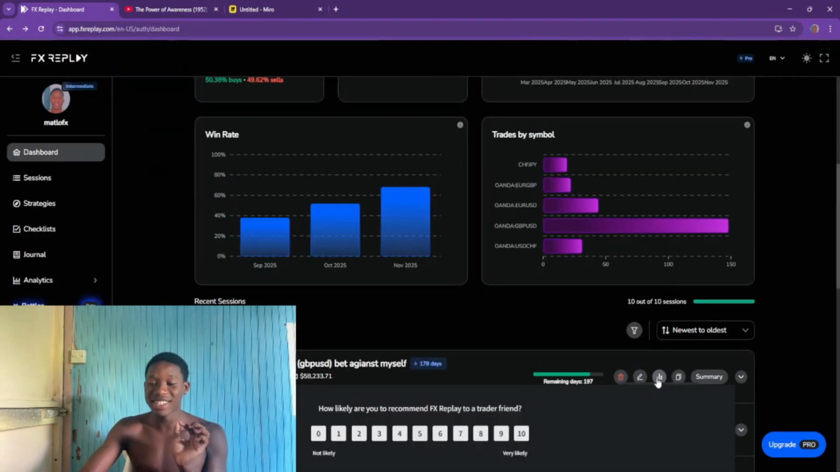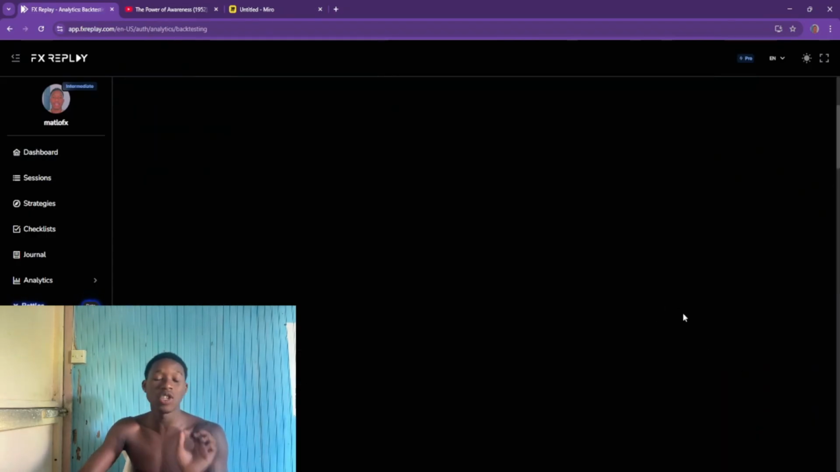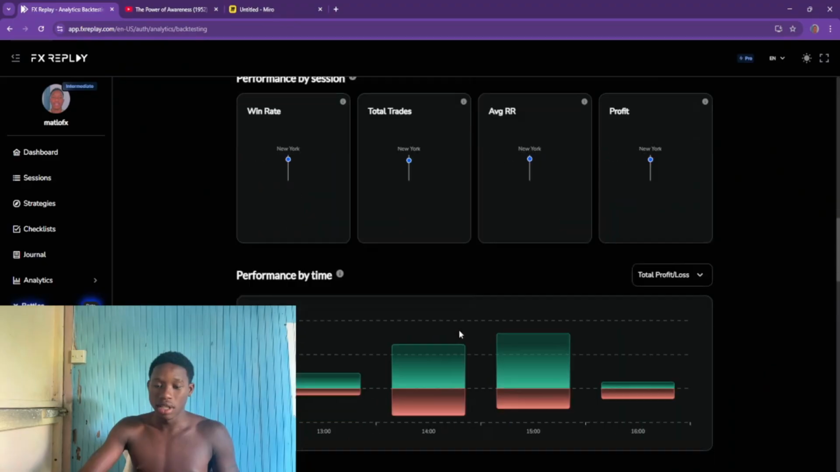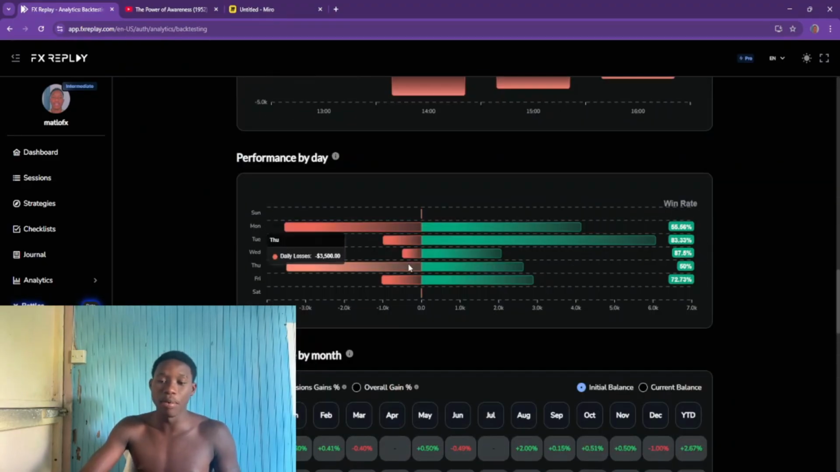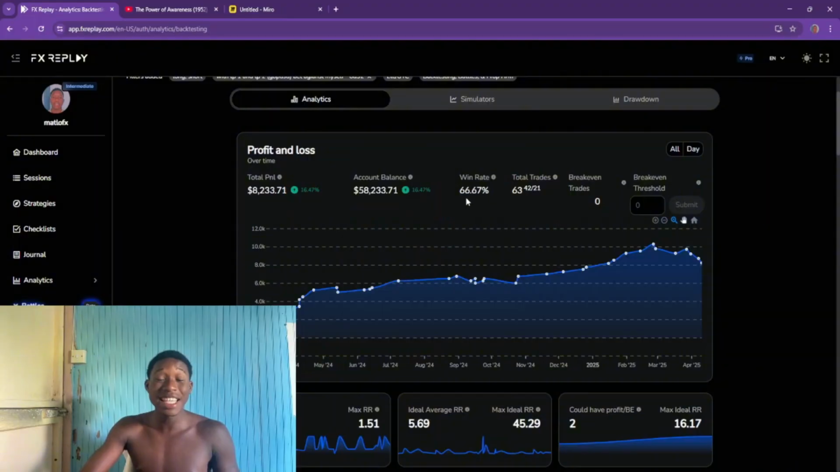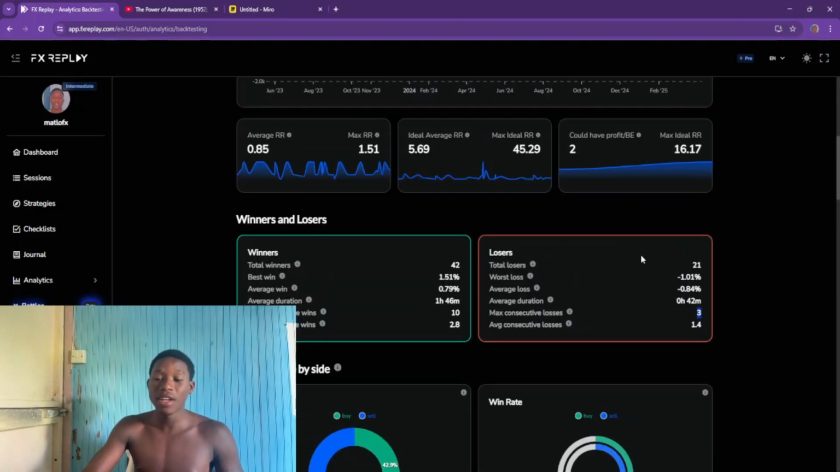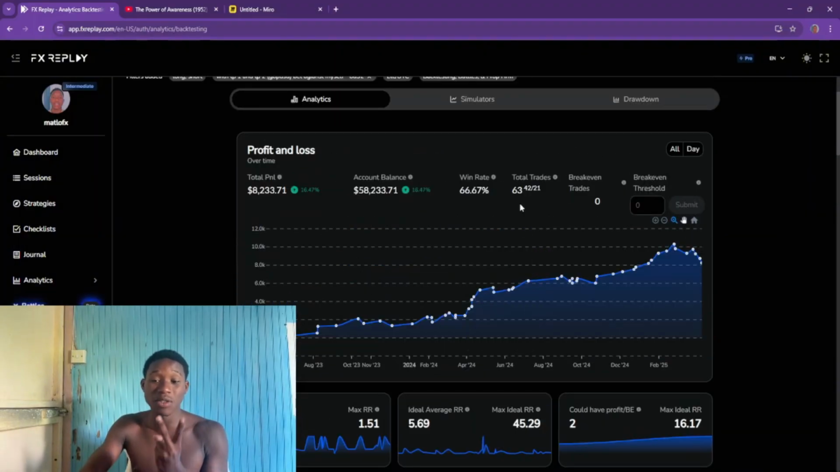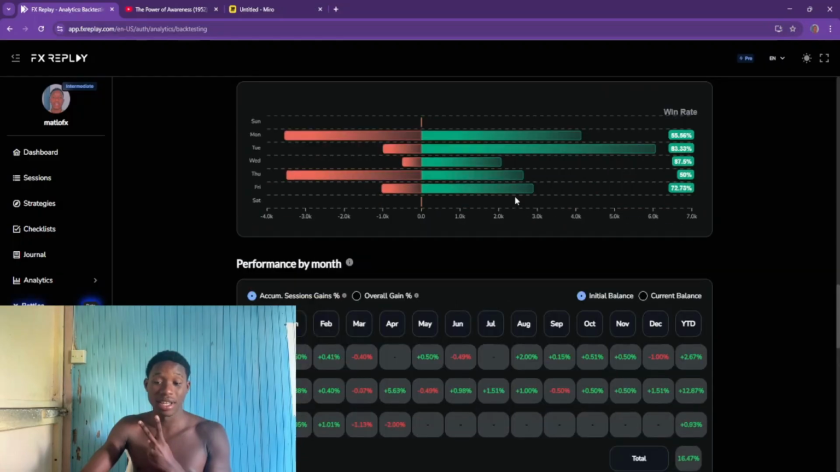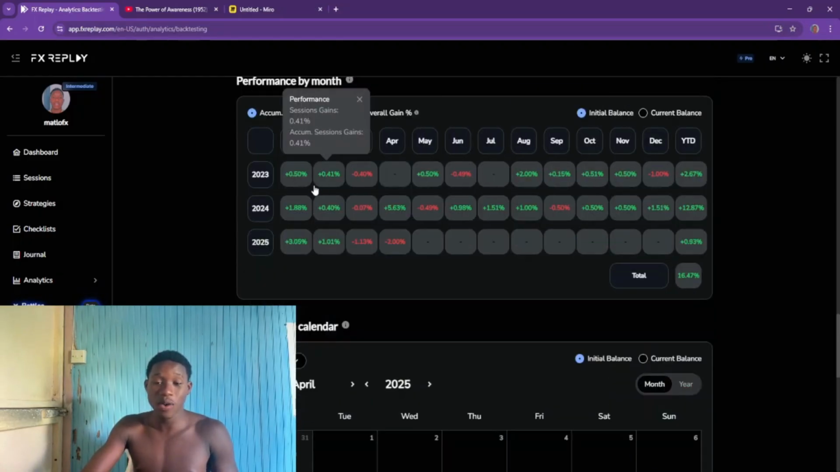Guys, I backtested that over 3 years of data from 2023 until April. And as we can see, we have a 66.67% win rate. That's higher than the win rate I currently have with my strategy. A 66% win rate over 63 trades. The max consecutive loss we had with that strategy is only 3. We only have 3 max consecutive losses out of 63 trades, guys. And that's all the data for all the months.